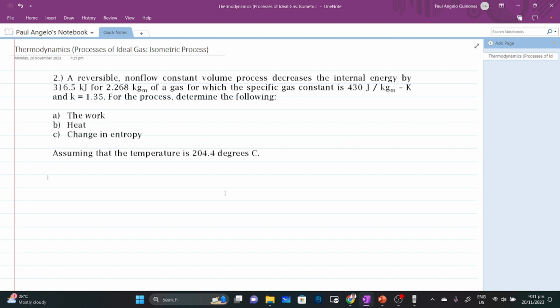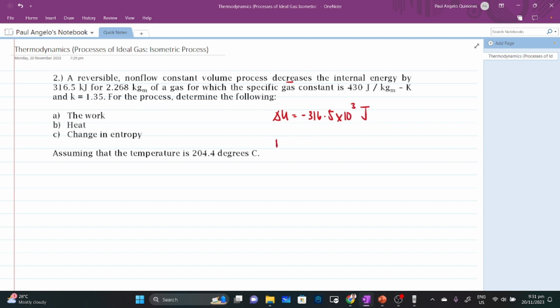Okay. So, for our next problem, problem number 2: a reversible non-constant volume process decreases the internal energy by 316.5 kilojoules. So, let's write down first our given. We have the internal energy, which is said to be decreased, therefore it is negative 316.5 kilojoules, that is times 10 to the third joules.